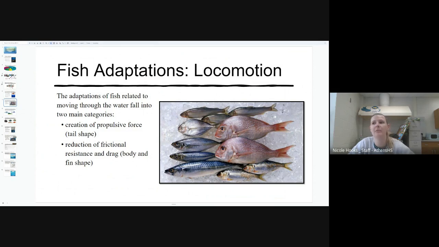Or they're trying to be a maneuvering fish, and they're trying to be able to maneuver quickly between things and have tails for that. So like lunging and maneuvering and things like that.